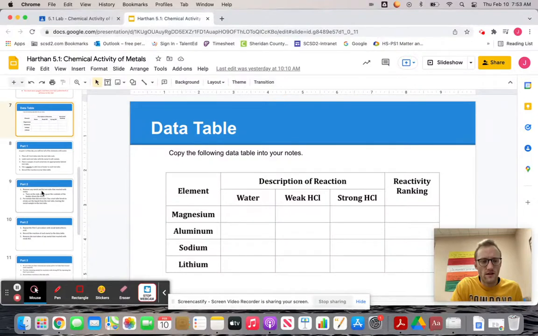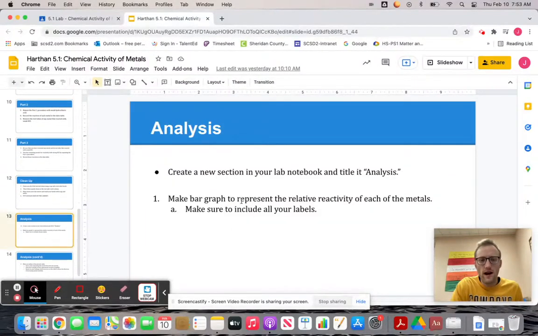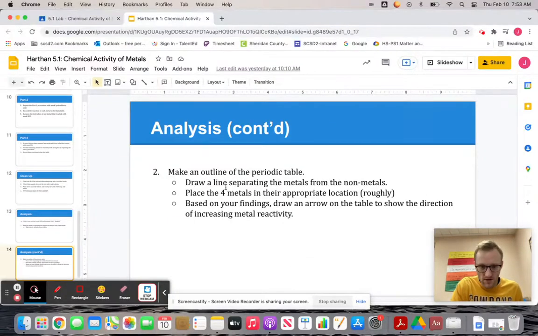Then when we go through, just to kind of preview, with the analysis, okay, we're going to draw a little periodic table, just a mini one, okay, and then you're going to make a bar graph and rank the reactivity. So most reactive to least reactive. Then this one is where we're going to draw a little periodic table, and then we're going to try and place the four metals in roughly their location, right? So sodium and lithium over, and magnesium over on one side, aluminum's kind of over in the middle, and then we're going to draw an arrow based on our findings in the direction of increasing metal reactivity. So if they increase as it goes down, that arrow is going to point down. If it increases as they go up, you're going to do that. Okay, so that's what this means.